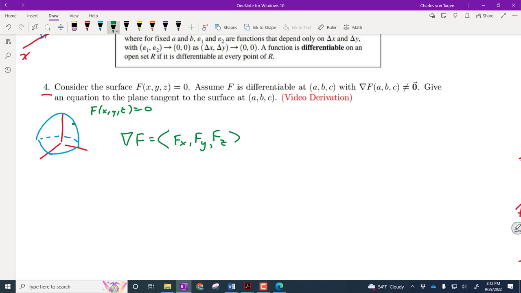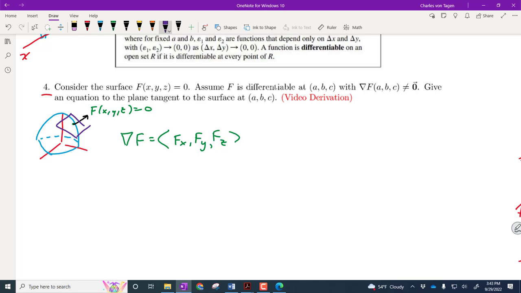And what does this vector do? It points orthogonal to my level surface. So the gradient on this surface points this way. And that's why it's a normal vector for a tangent plane.